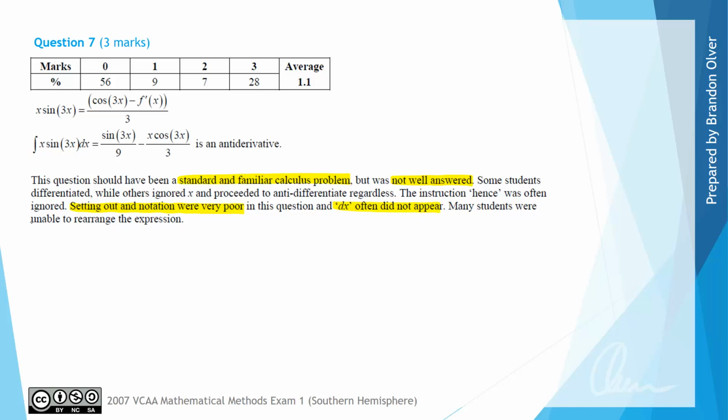Many students were also unable to rearrange the expression, and all of this added up to mean that only about 28% of students got a correct answer for this question. Another reminder here is because it only asked for an antiderivative, we did not need a plus c value because we could just let it equal 0.